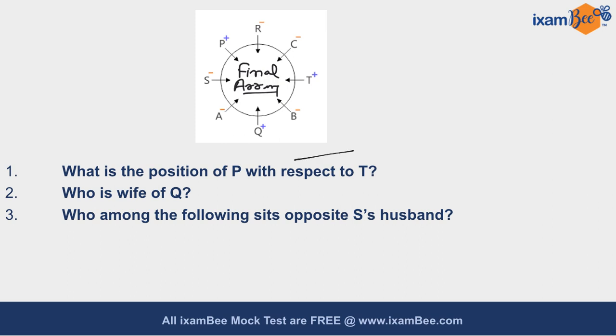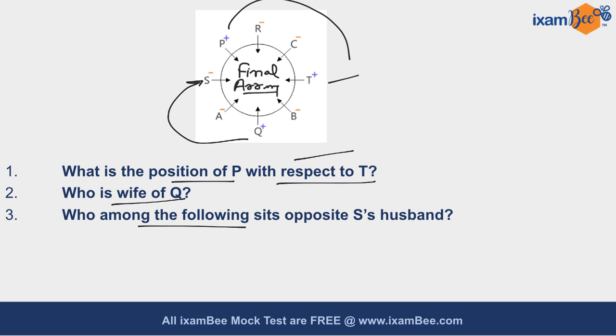What is the position of P with respect to T? Clearly, P is sitting third to the right of T. So the correct answer is third to the right of T. Who is the wife of Q? You know that S is the wife of Q. Who among the following sits opposite to S's husband? You know that the husband of S is Q and R is sitting opposite to Q. So R is the correct answer.